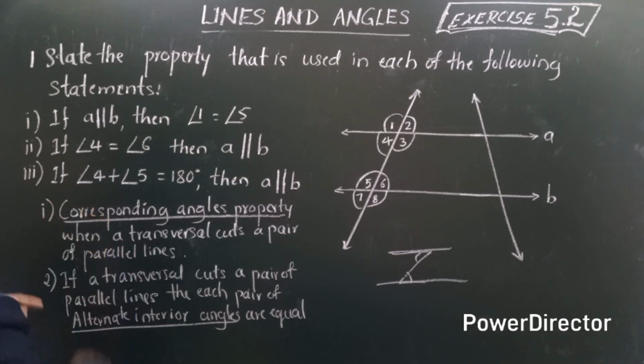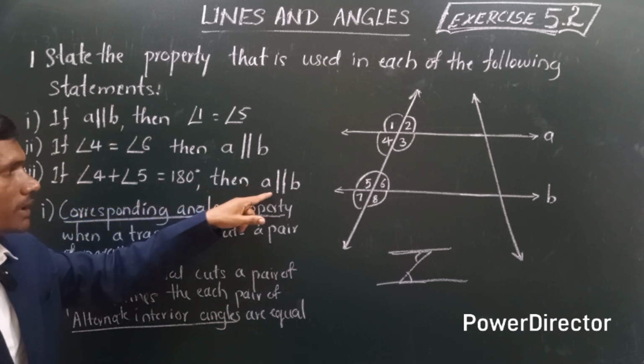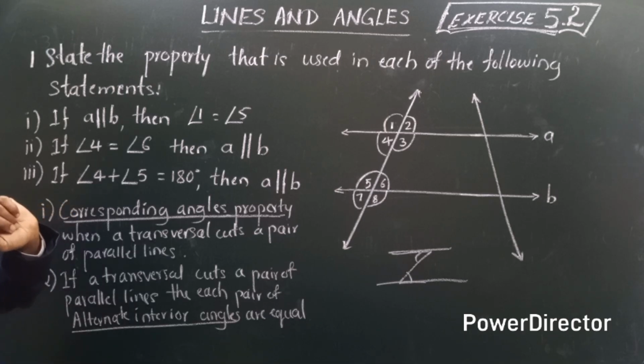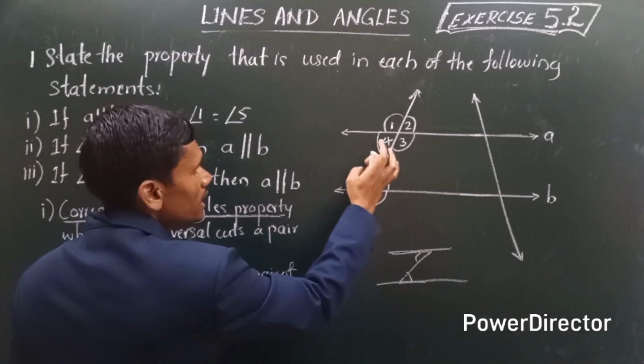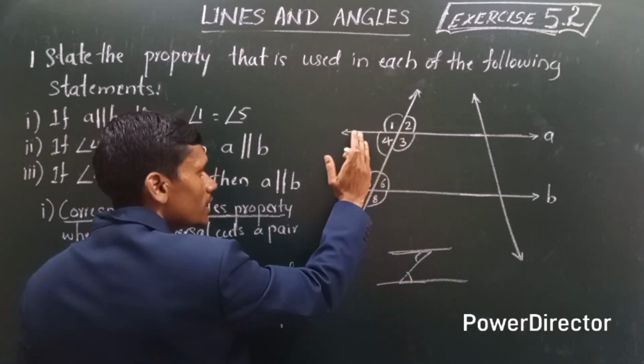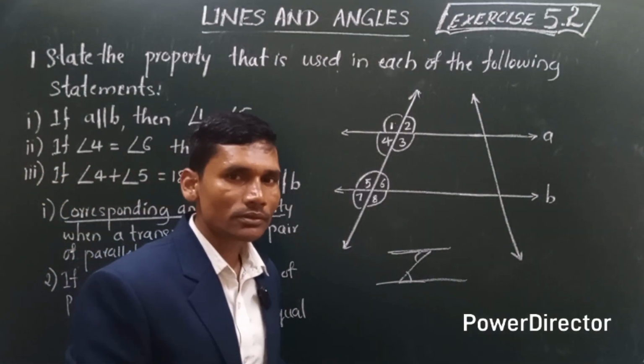Next, coming to the third question. In that third sub question, if angle 4 plus angle 5 is equal to 180 degrees, then A is parallel to B. What is this? What does it say? This says that angle 4 and 5, what are they? Angle 4 and 5 are interior angles on the same side of the transversal. And they are supplementary in nature or not?